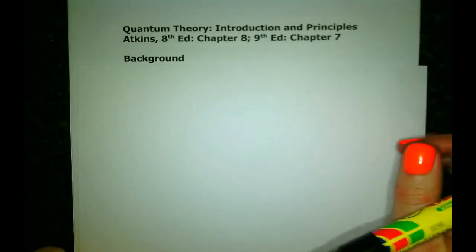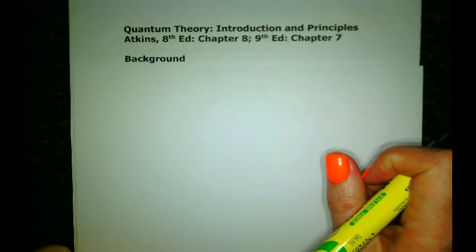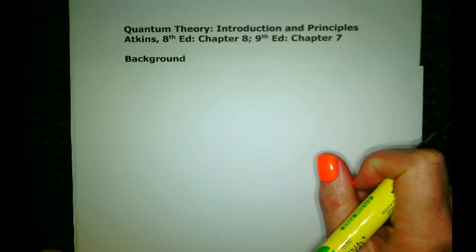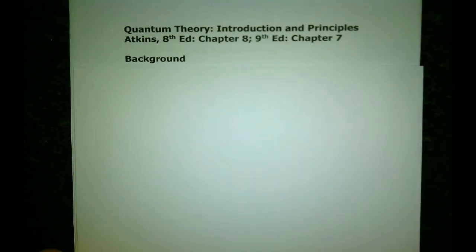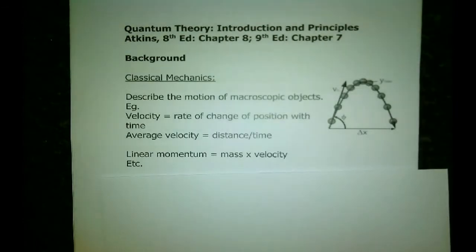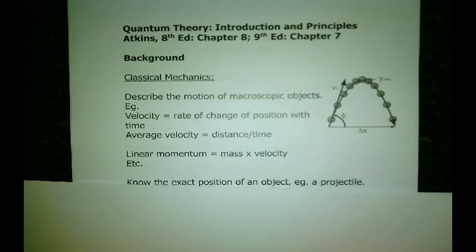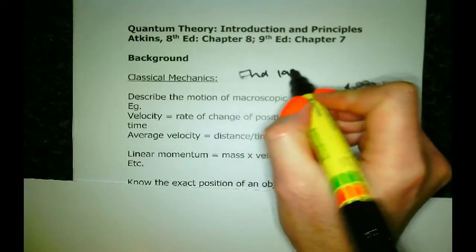Okay, so now I'm going to move to the notes on Atkins, the chapter Introduction and Principles to Quantum Theory. This is chapter 8 in the 8th edition of Atkins, and chapter 7 if you have the 9th or the 10th edition of Atkins. So firstly, we're going to look at some background. Well, there's something called classical mechanics. So I'm going to take you back in history, to the end of the 19th century.